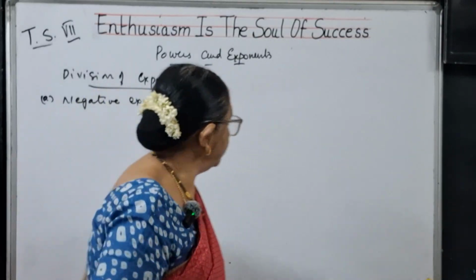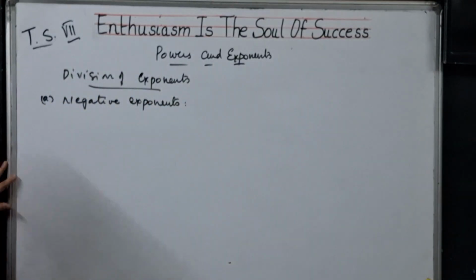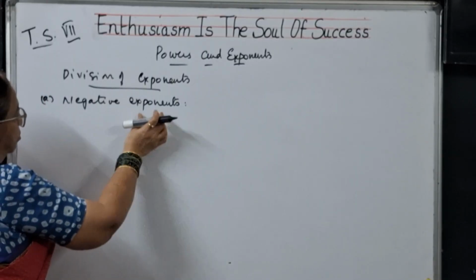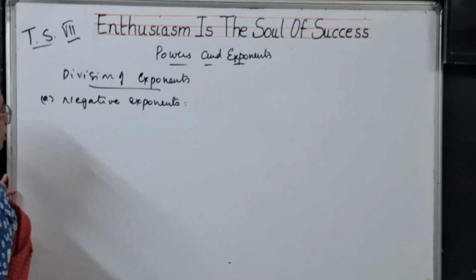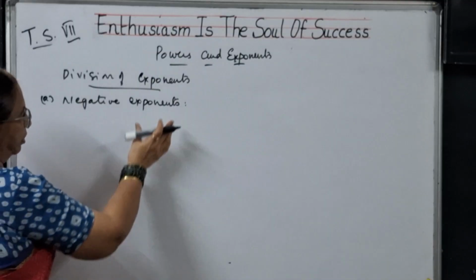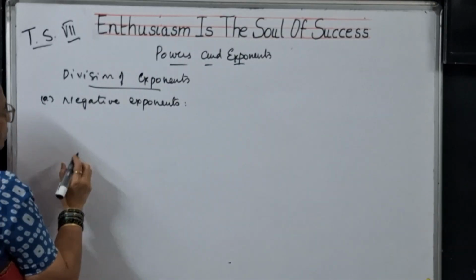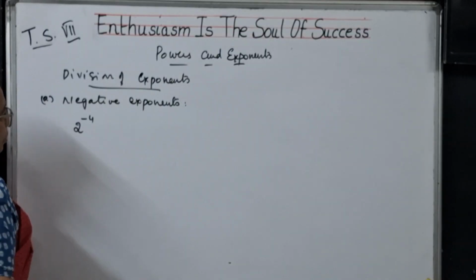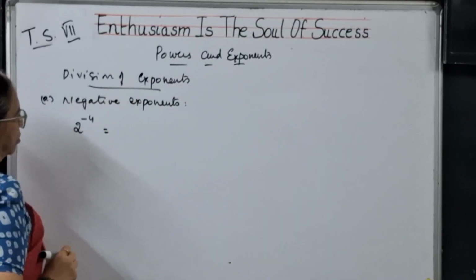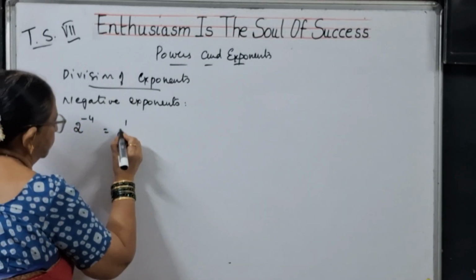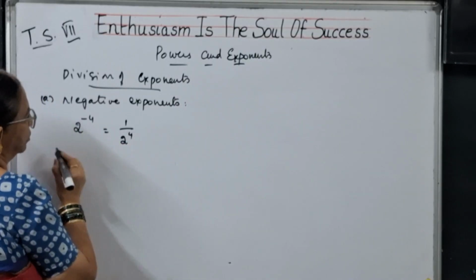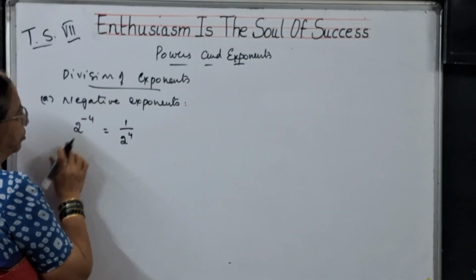Now the next part of it, children, division of exponents. In this division of exponents, first we will talk about negative exponents. Negative exponents means you will be having exponents with a negative sign. So suppose you have got 2 to the power of minus 4. Power is minus. This should be written as 1 by 2 to the power of 4. This becomes positive when you write reciprocal of it.